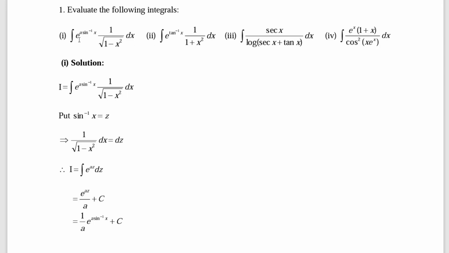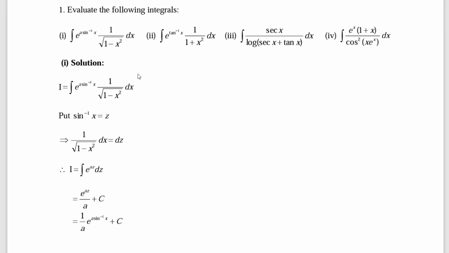We have to consider such a part as our z that differentiation of which gives something which is already present in the question. For example, if we assume sine inverse x as our z, now differentiation of sine inverse x gives us 1 divided by root over 1 minus x square, which is also present in the given question. So we can assume sine inverse x as our z.